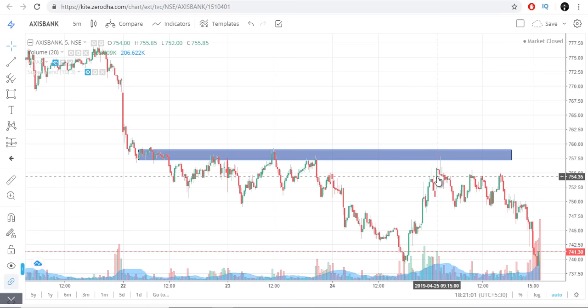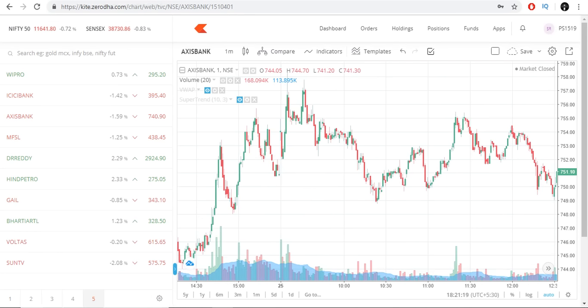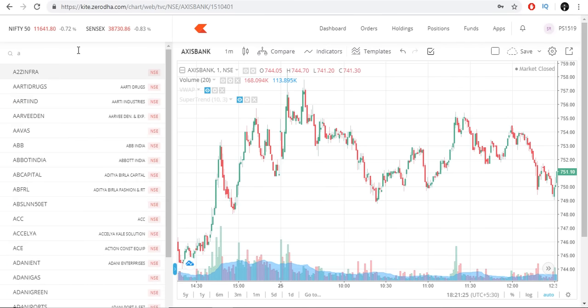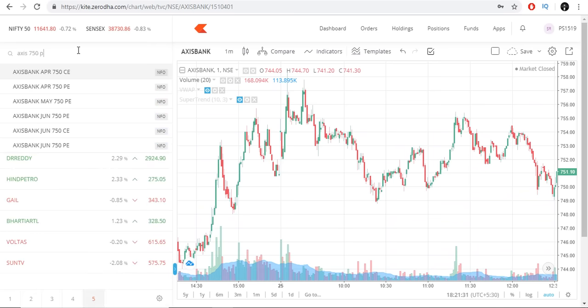So I closed my position when the stock made a reversal from 757 to 753 rupees in 30 minutes. In these 30 minutes the stock moved from 757 to 753, and the option price changed from 2 rupees 95 paise to 4 rupees 25 paise. You can see the 750 PE.